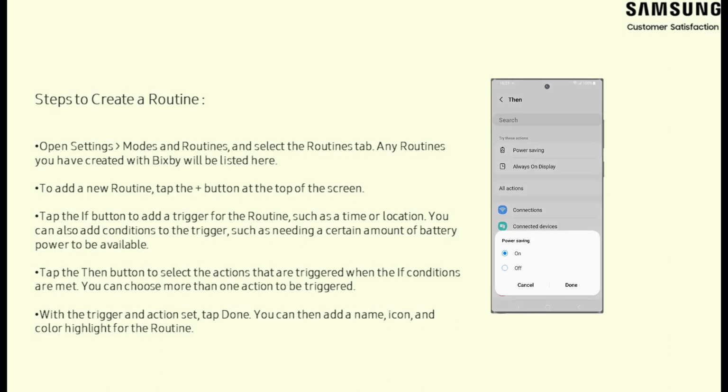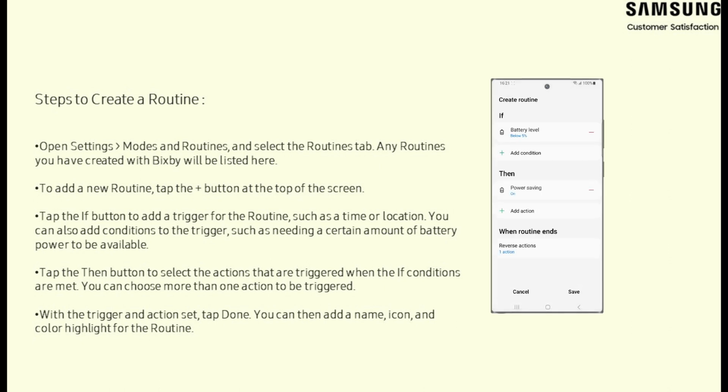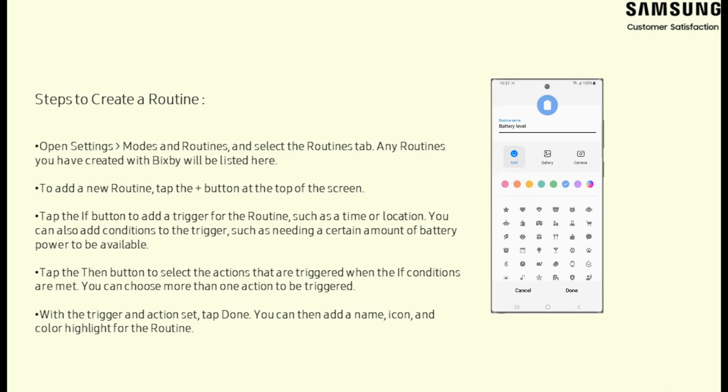With the trigger and action set, tap done. You can then add a name, icon, and color highlight for the routine.